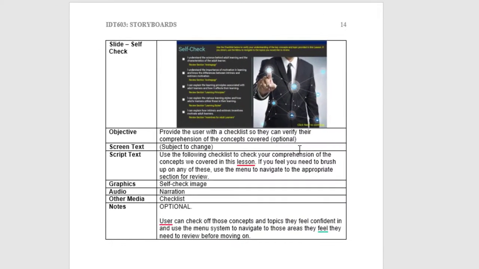Finally, I decided to add in a self-checklist, and this is simply an optional thing for the user to go through and check that each one of these statements, they feel confident in understanding these concepts. Whatever statements they haven't clicked, they can go back and review using the menu system.